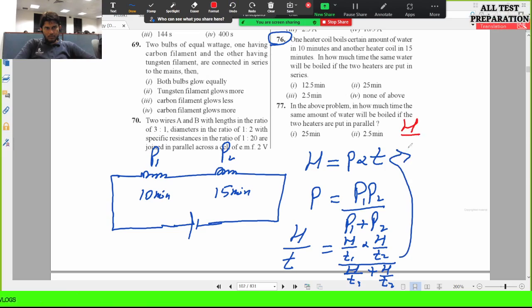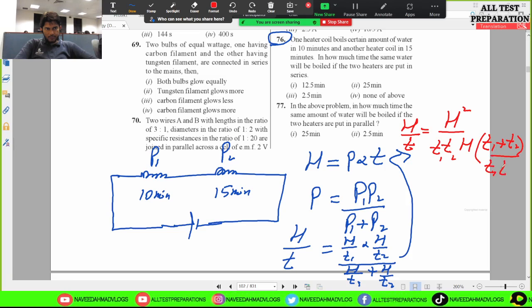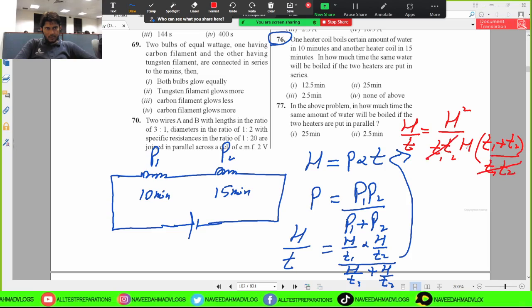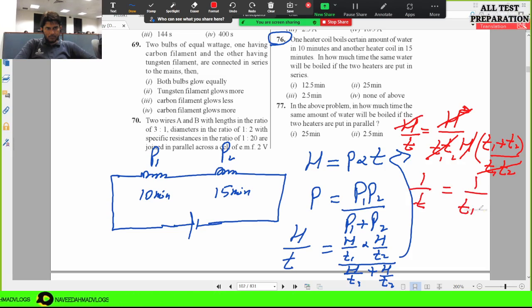So your H divided by T will be equal to H square divided by T1 T2, and in the denominator you will get H, and you will take common H, T1 plus T2 as a group. In the denominator you will get T1 T2. So this will cancel by this, this H will cancel by this, so your 1 divided by T will be equal to 1 divided by T1 plus T2.